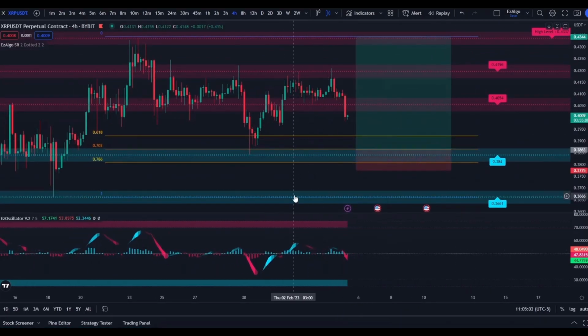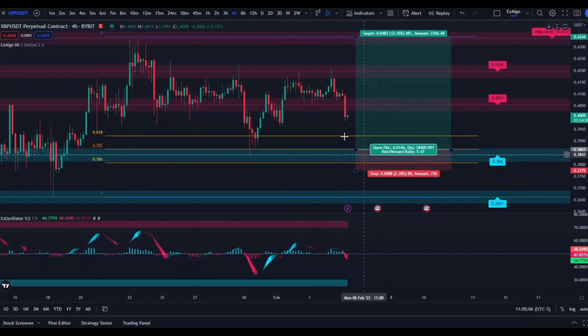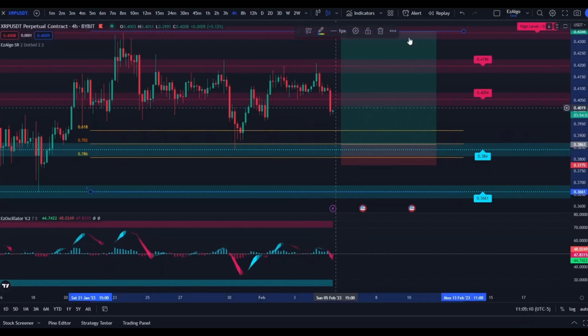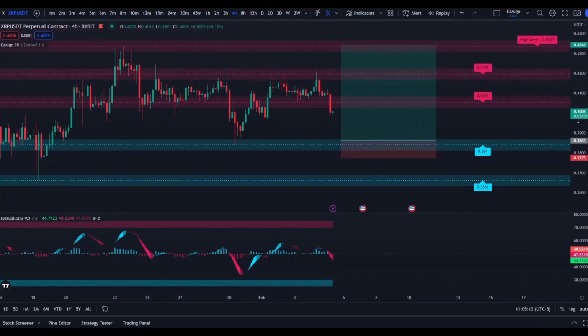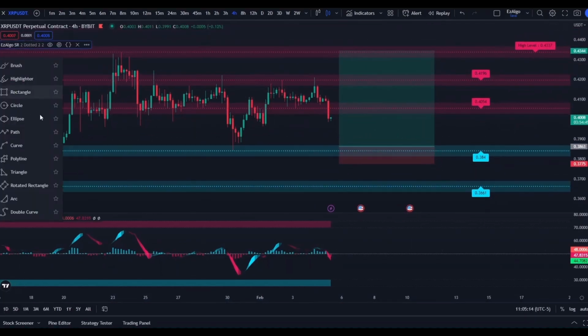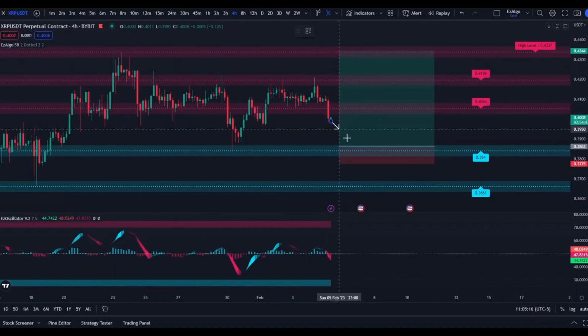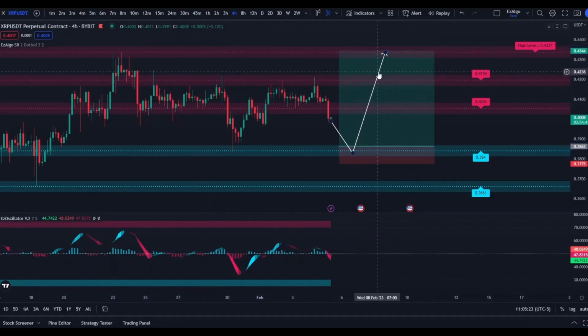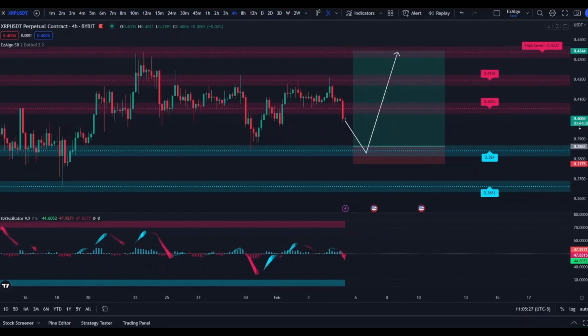I see we have this key 0.702, 0.786 fib zone overlapping this EzAlgo support zone, and I would be looking for a nice double bottom here on XRP to take a long position. So I'd wait for price to come down to the zone and look for a long position targeting these EzAlgo resistance levels as our take profits. Again, almost a 6 risk to reward ratio. This is really how simple it is to be swing trading on a 4-hour time frame with EzAlgo.